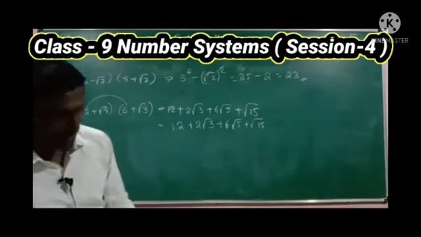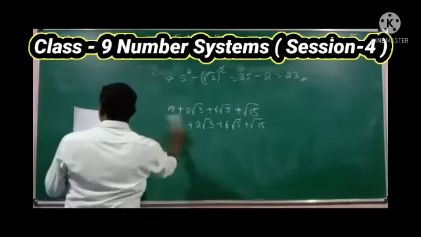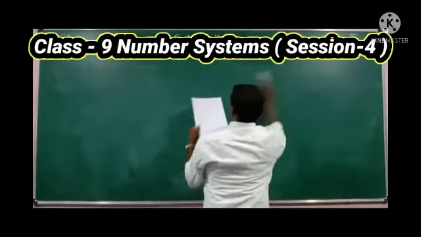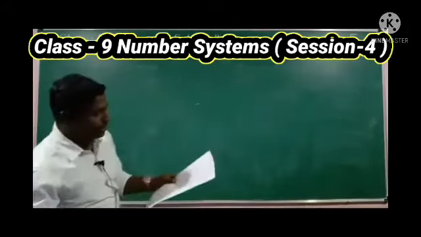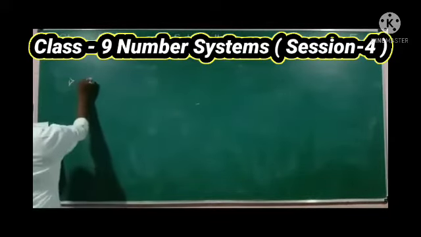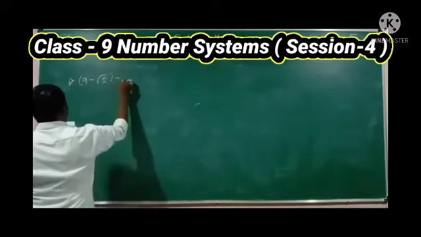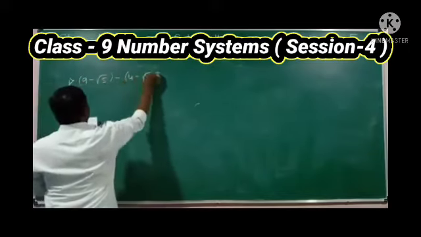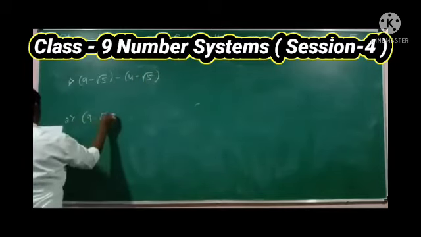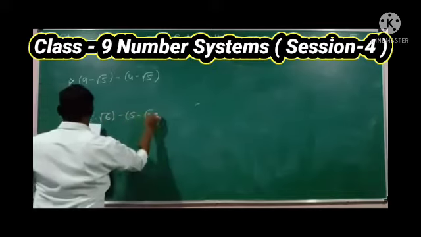Okay, next one. See the next statement, that is the difference of two irrational numbers. The difference of two irrational numbers may be rational or irrational. 9 minus root 5 minus 4 minus root 5. Second one, 9 minus root 6, 5 minus root 3.